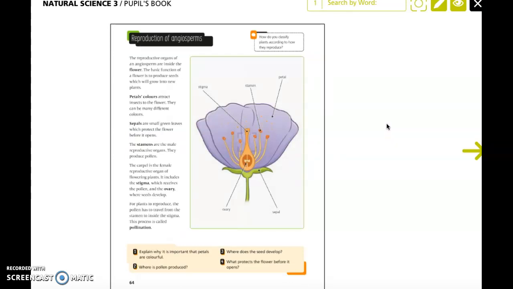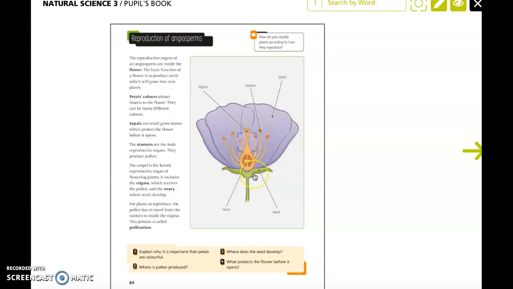Now we're looking at the reproduction of angiosperms. So, the reproductive organs of an angiosperm are inside the flower. The basic function of a flower is to produce the seeds, which will grow into new plants. And then remember that insects are attracted to the flower based on the petals' colors. So here we see purple, but flowers can also be red, green, all different colors. Sepals are small green leaves which protect the flower before it opens. So here are the sepals which protect the flower.